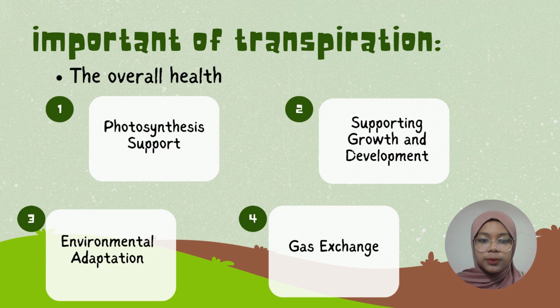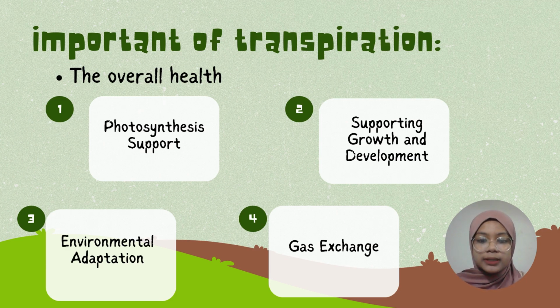Second is supporting growth and development. Through nutrient transport, plants receive vital minerals from the soil necessary for growth, such as nitrogen, potassium, and phosphorus. Transpiration ensures these nutrients reach all parts of the plant.